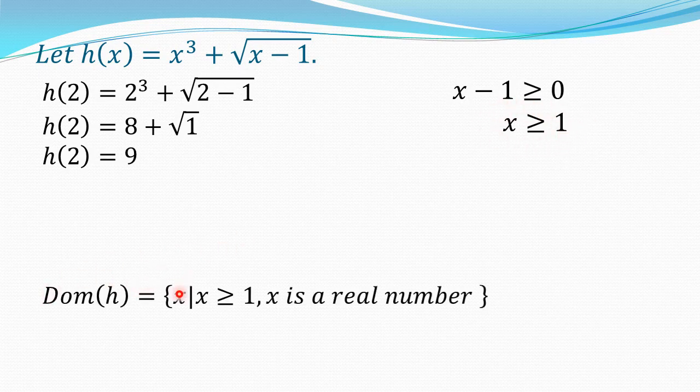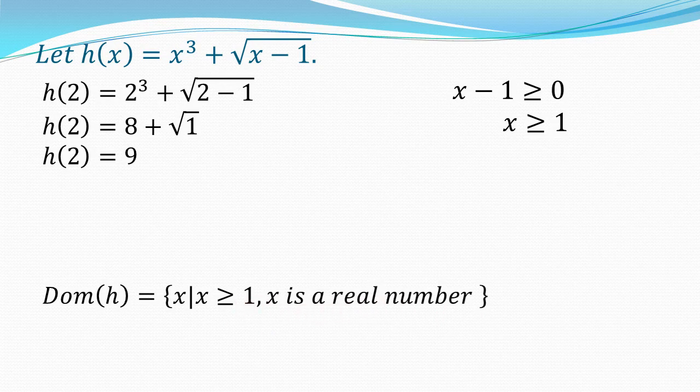Your domain of h is {x such that x is greater than or equal to 1, and x is a real number}. So this is a set. That's why it has curly braces. It's a collection of all the numbers that are available to be put into the function. So it's actually just saying this collection, this set, contains x, and the special condition for all the x is that they are greater than or equal to 1, and that they are real numbers.